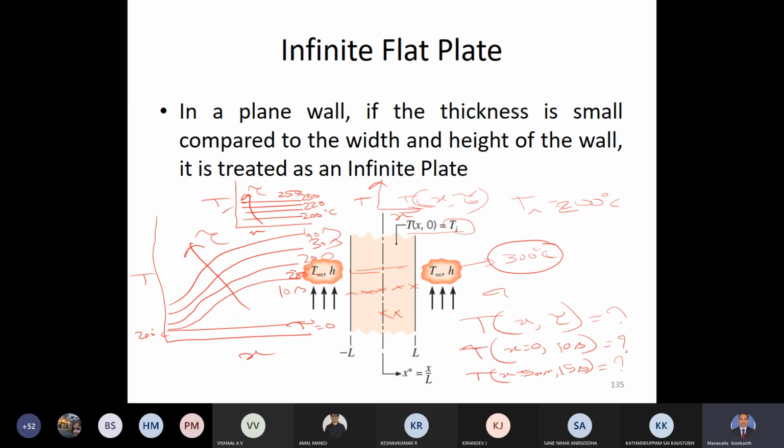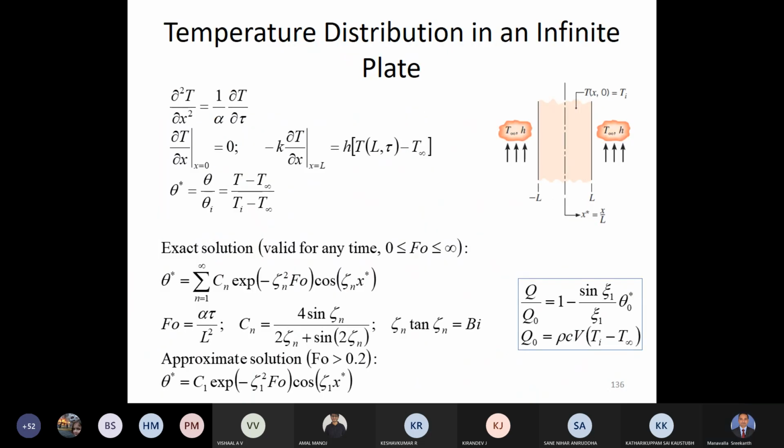Okay, now the questions are: what will be the temperature at a point at a given time? You will be specified the location and the time, and you will have to find out the temperature, or vice versa. The temperature may be given, and you may be asked what will be the time taken for the center to reach that temperature. So it can be asked in any way. There are ways to solve it. Let us say we want to solve it using analytical methods.